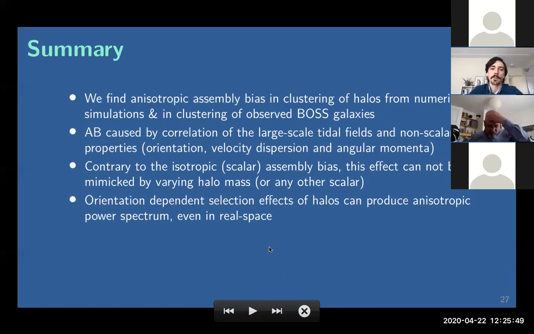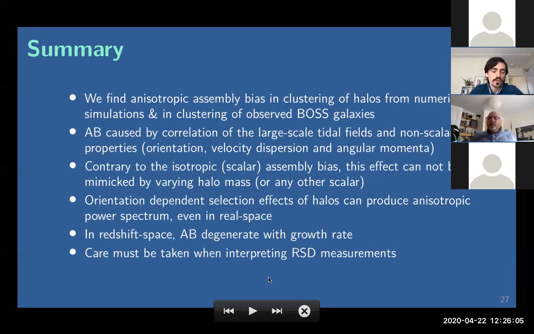These orientation-dependent selection effects of halos do produce an anisotropic power spectrum even in real space, as we saw in simulations. The problem for future surveys is that in redshift space, these are completely degenerate with the growth rate. So just a word of caution: care needs to be taken when interpreting these future, tightly constraining RSD measurements.